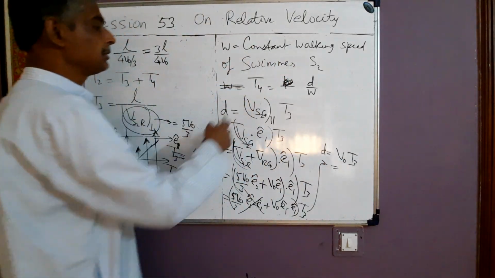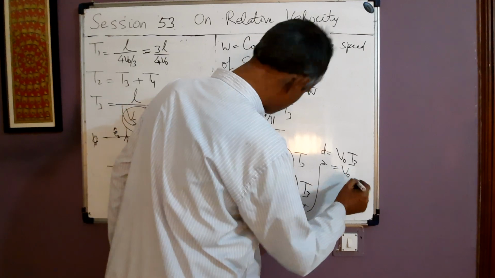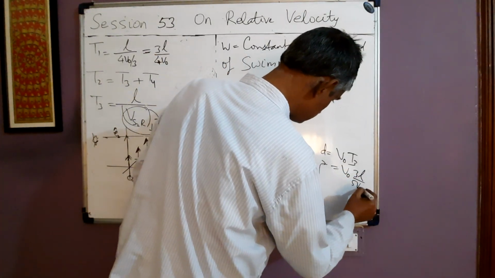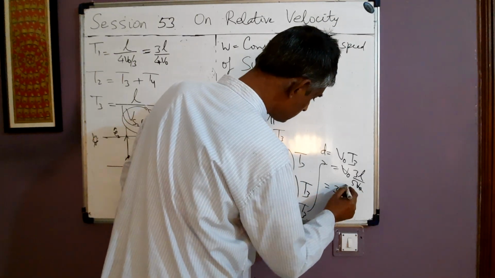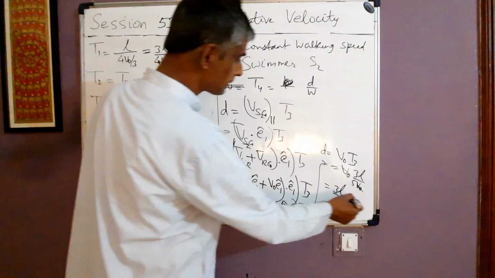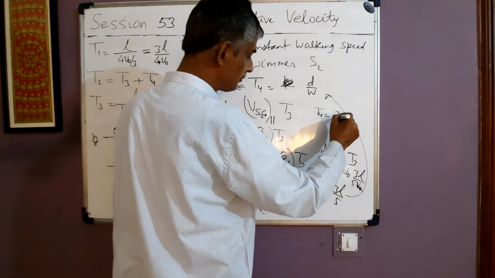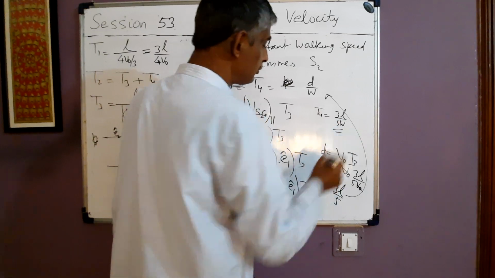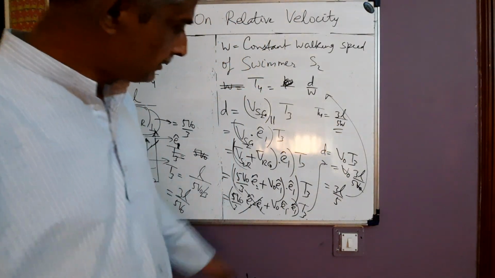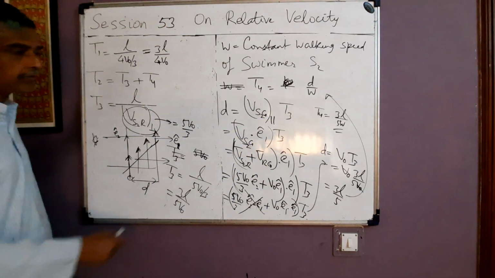And T3 we have already determined: T3 is equal to 3L by 5V0. So V0 goes away, and D becomes 3L by 5. Therefore we substitute D in this expression. T4 becomes D by W, which is 3L by 5W. So T4 is equal to 3L by 5W, D is equal to 3L by 5, and T3 is equal to 3L by 5V0.